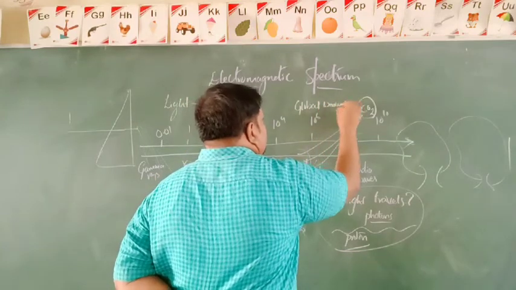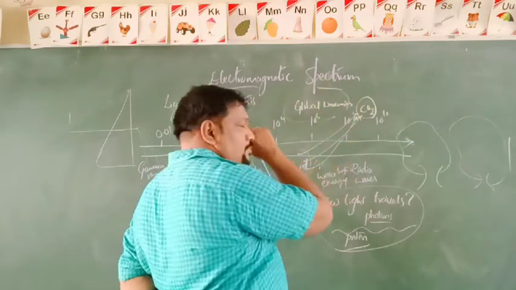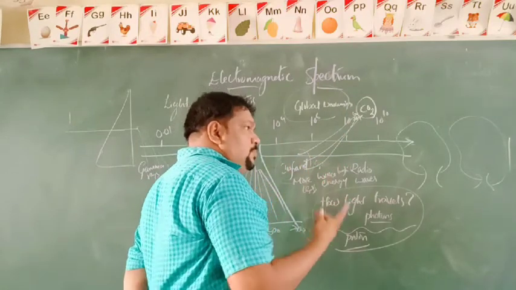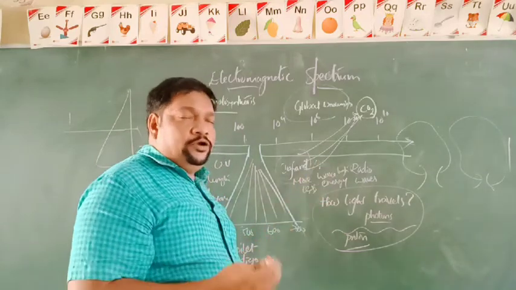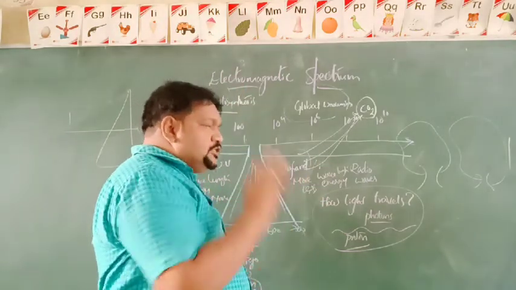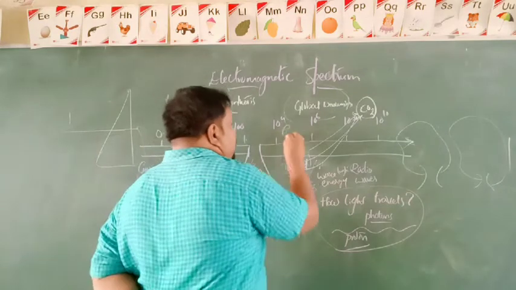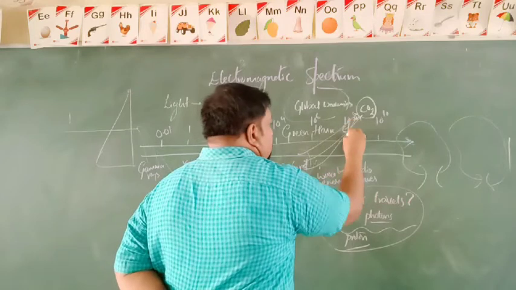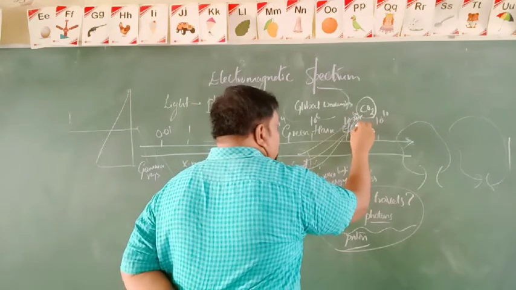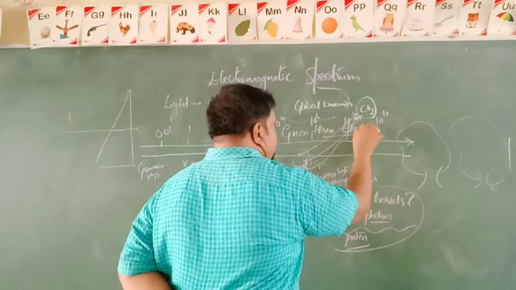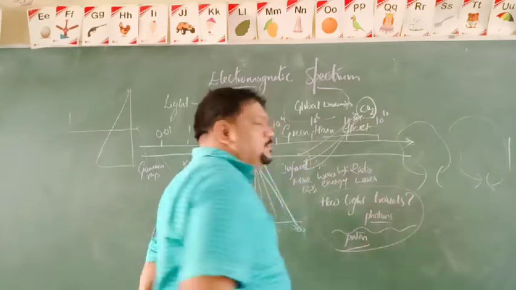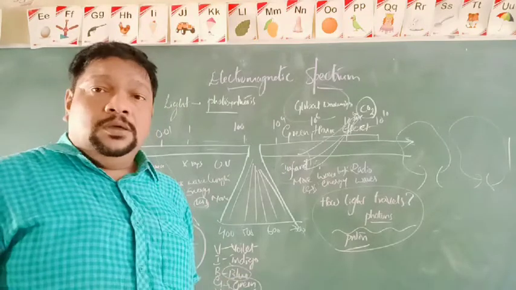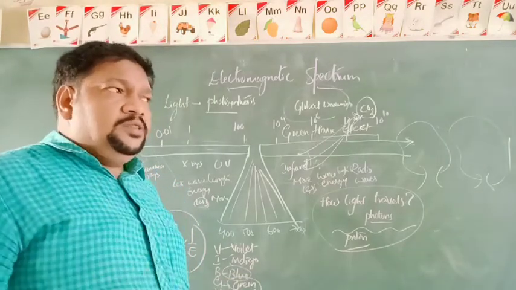So this global warming is because of the release of pollutants like carbon monoxide, carbon dioxide and some other pollutants. But the particular term we are using for this is called the greenhouse effect. Greenhouse effect is also one of the causes of global warming.